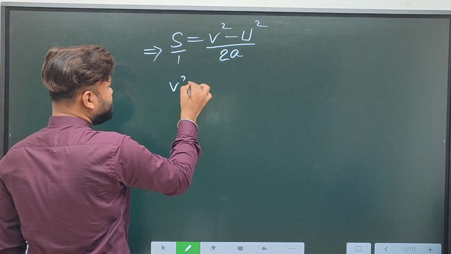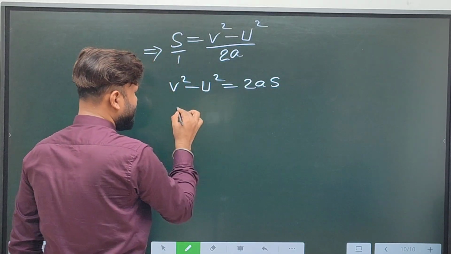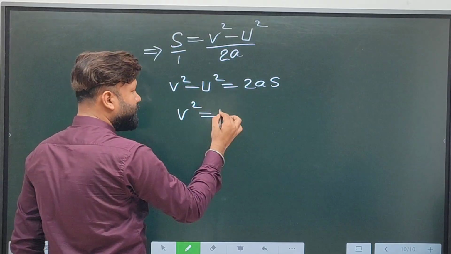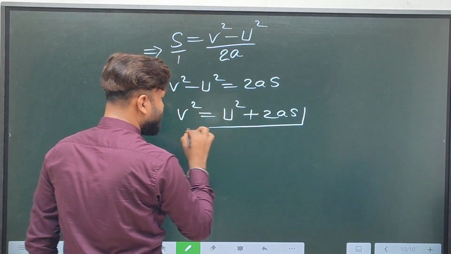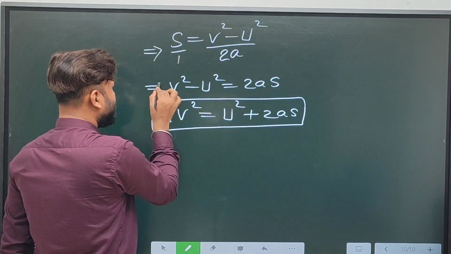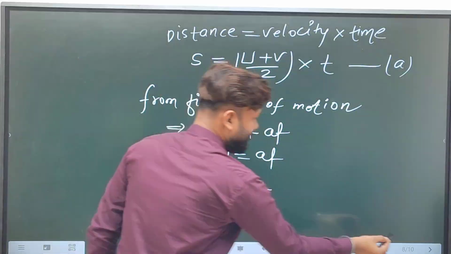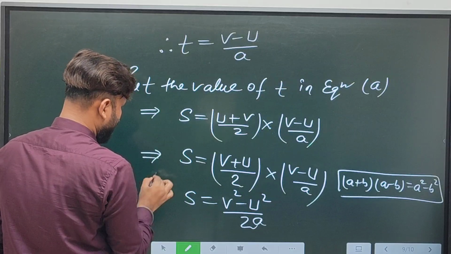Cross multiplication, v square minus u square is equal to 2as. So this minus u square will go right side of equal, then it will be positive. So v square is equal to u square plus 2as. So this is the third equation of motion students.